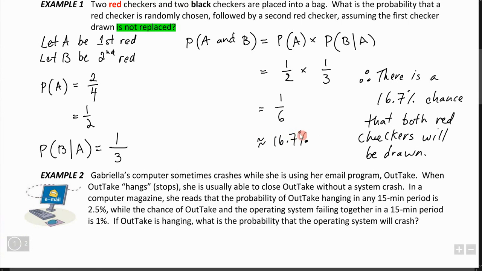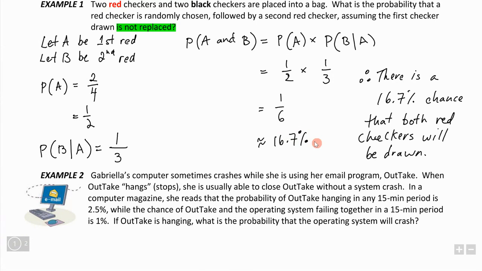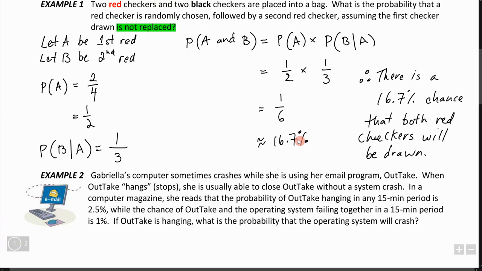Okay, and compare that to what if you made a replacement? Well, if you put the red checker back, it's a 50-50 chance every time, so it'll be just 50% times 50%, which will be a higher percentage, 25%, compared to the 16.7%. Because when you remove one red checker, all of a sudden the likelihood of you drawing a red checker again has gone down for the second event. So that's what is happening here.